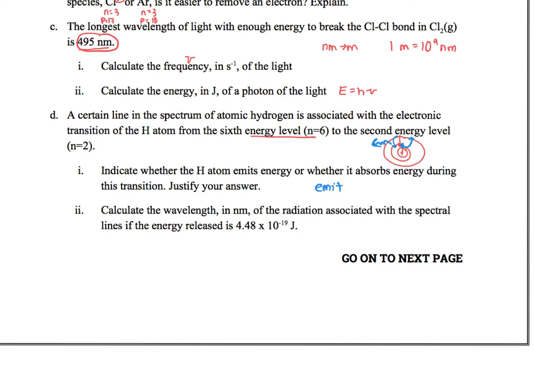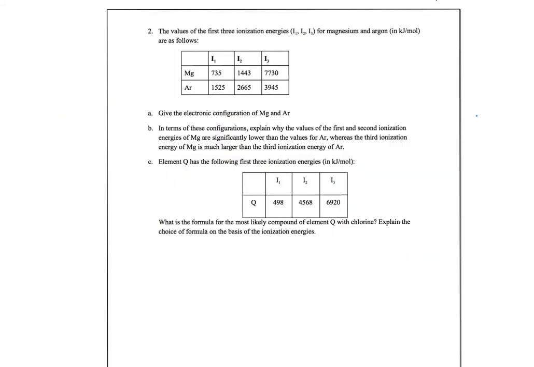And then this one, we needed to use two equations. They gave me the energy, so we needed to solve for the frequency, and then using that frequency, we were able to solve for the wavelength and put it back into nanometers because they asked for nanometers. All right, most of us, again, we're strong with the electron configurations for magnesium and argon. So then let's look at B.